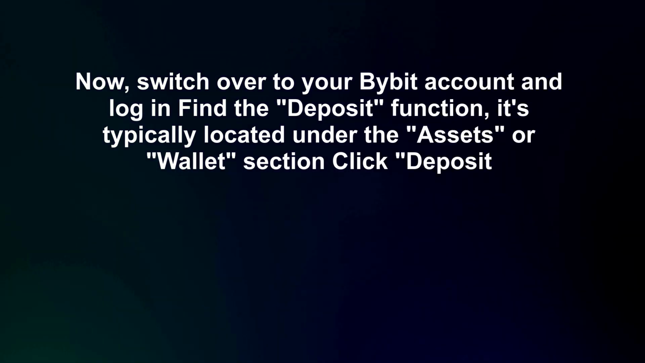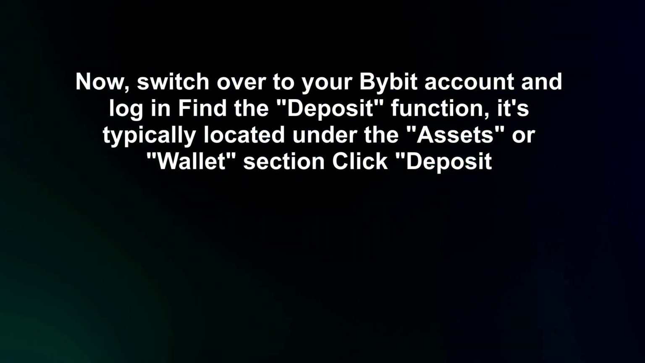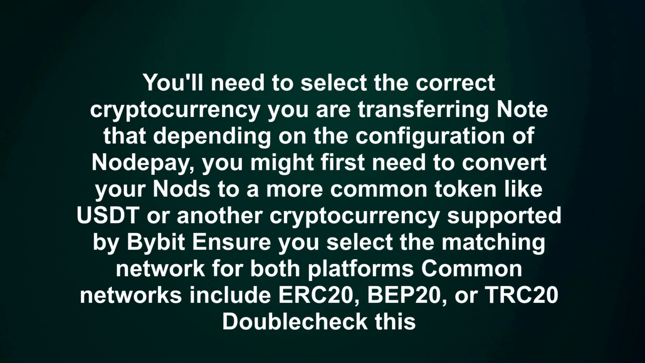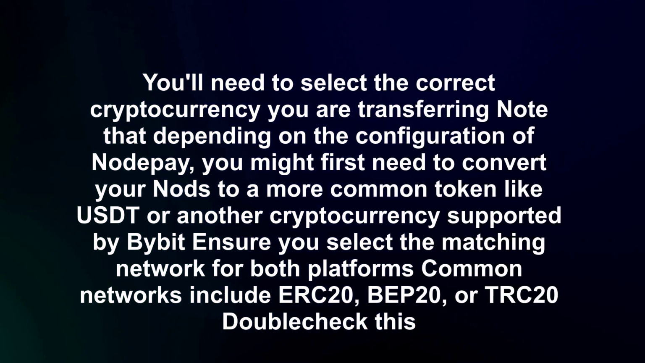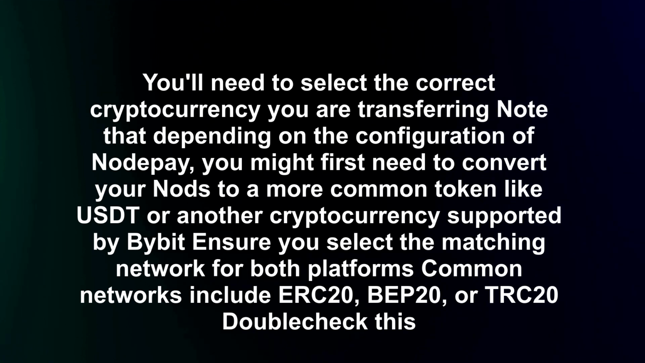Find the deposit function. It's typically located under the Assets or Wallet section. Click Deposit. You'll need to select the correct cryptocurrency you are transferring. Note that depending on the configuration of Nodepay, you might first need to convert your nods to a more common token like USDT or another cryptocurrency supported by Bybit.